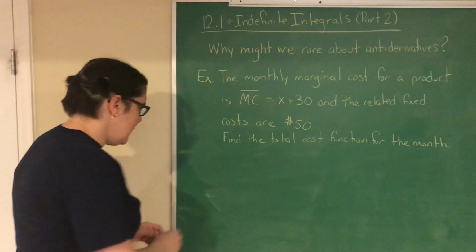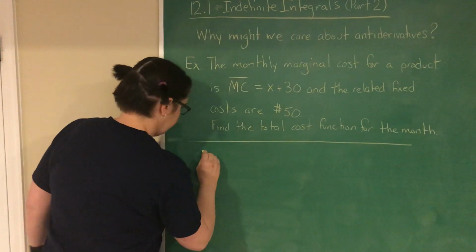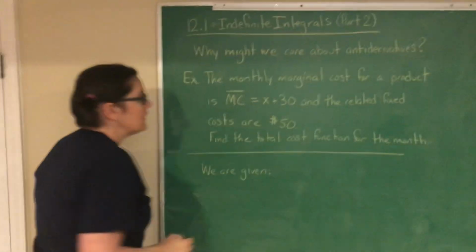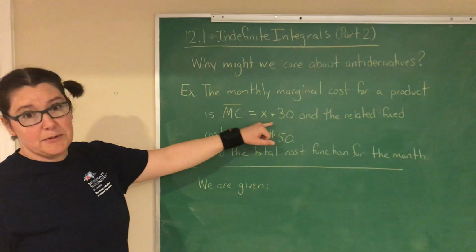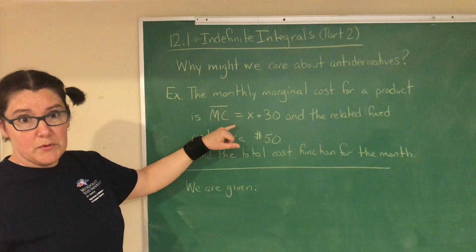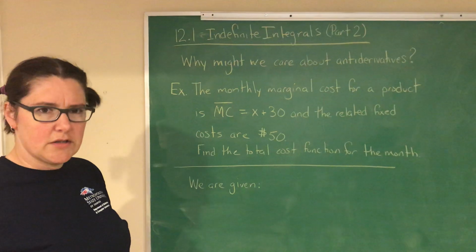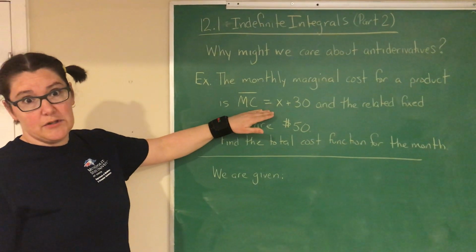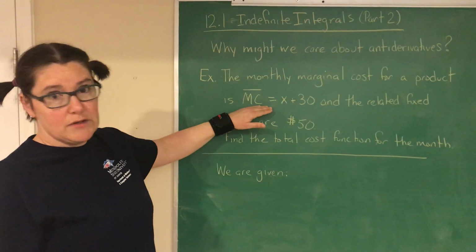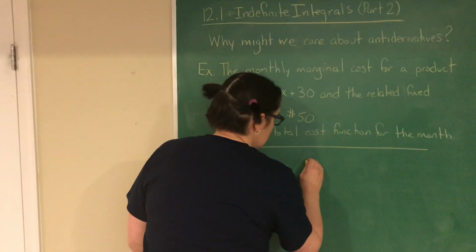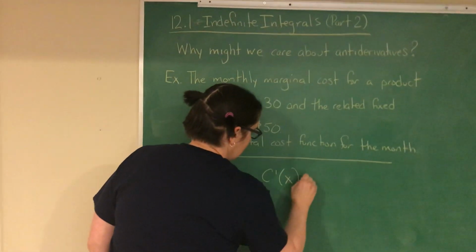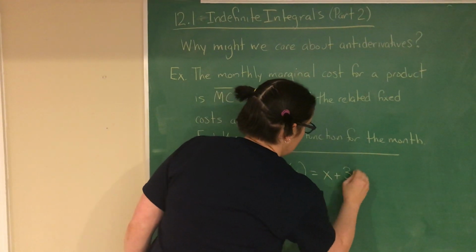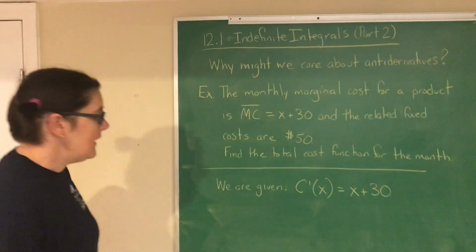Okay, so the information that we are given is that the marginal cost is X plus 30. And you might remember from before exam 2 that when we talk about marginal cost, marginal revenue, marginal profit, what we're really talking about is the derivative. So marginal cost is the derivative of cost. So what we're really given is that C prime of X, in other words, the derivative of cost, is X plus 30.